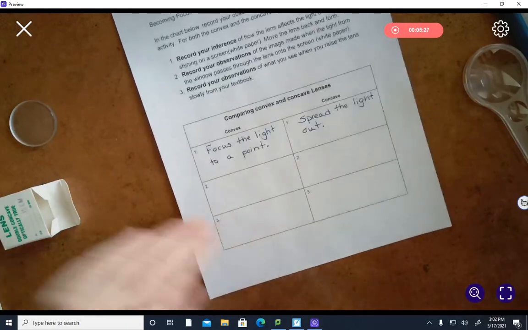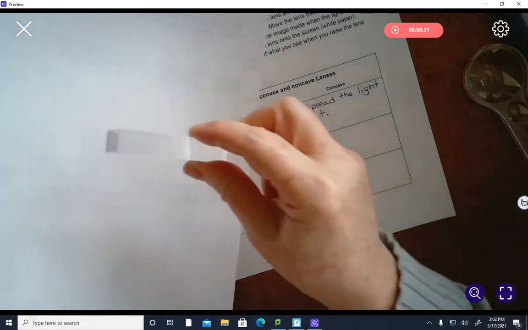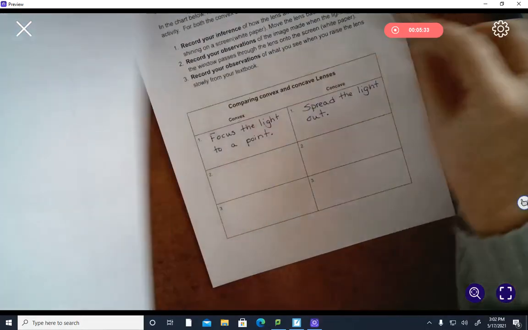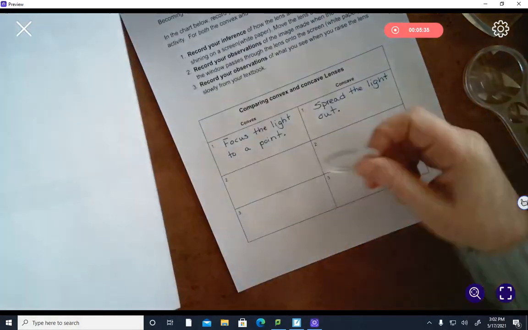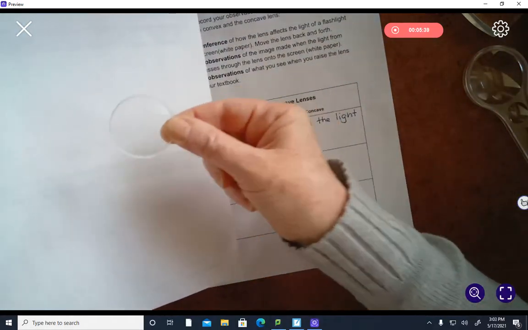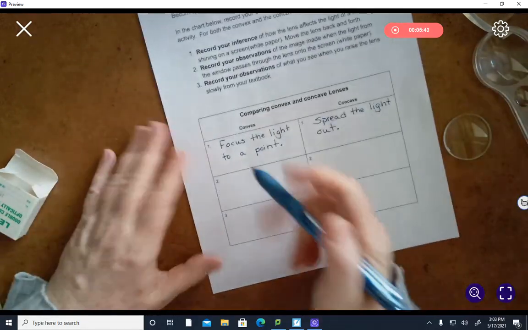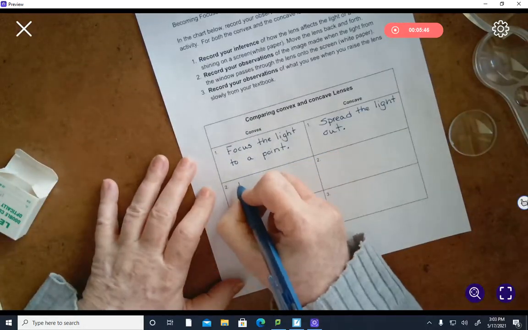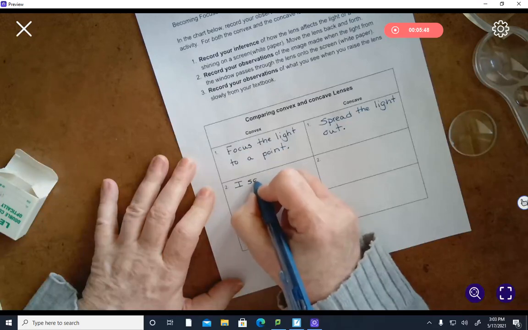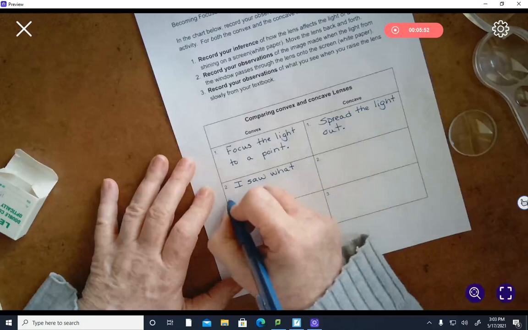So I wonder if I use this one. I don't know if it'll give me what's on there. No, it probably won't. Now this one, since it spreads the light out, I don't expect to see anything clearly. I see light on there, but so record my observations. So I saw what was outside the window.